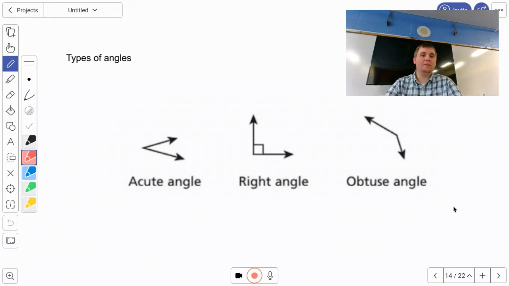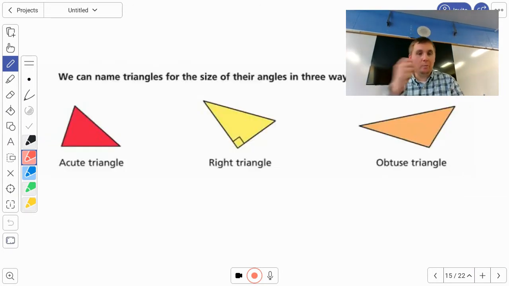All right, I hope that kind of made sense and you're starting to be able to identify different angles. The acute angle, the little one, the right angle, that perfect 90-degree corner, and the obtuse angles, those really, really big ones. We learned that because the next step is to take what we know and identify or name triangles in this different way.